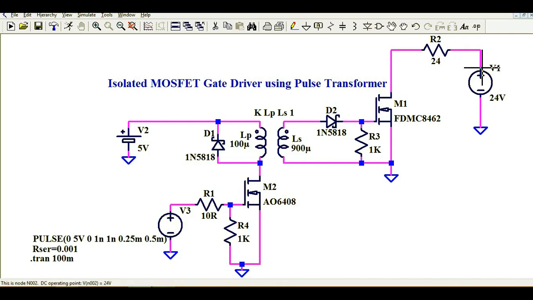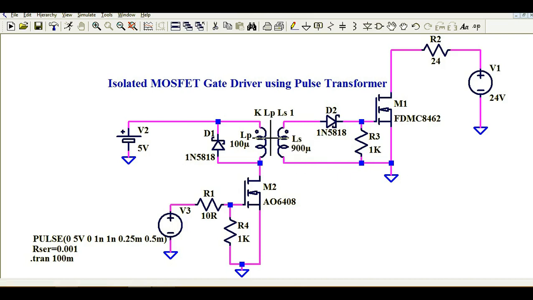But make sure that you select the MOSFET M1 accordingly. Let us say if you want to apply 240 volt here, you need to select the MOSFET accordingly, right? All right. So you can see this is a coupled inductor, and the inductance value is 100 microhenry, and at the secondary side the inductance value is 900 microhenry.